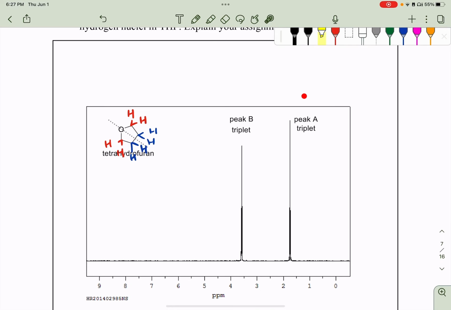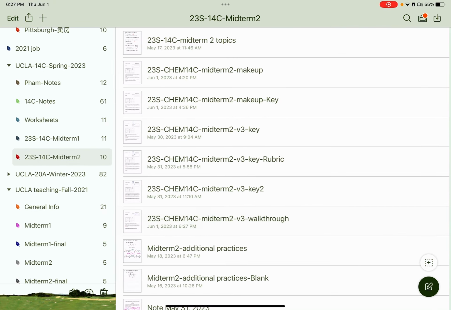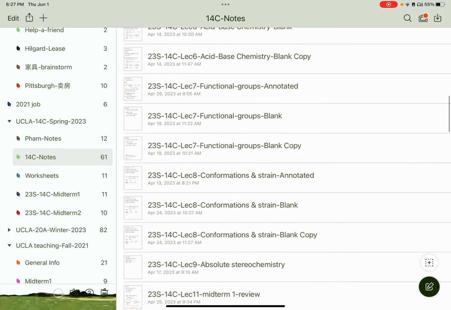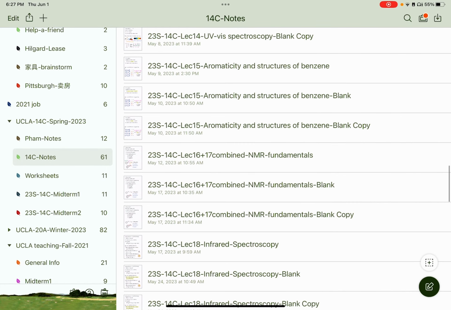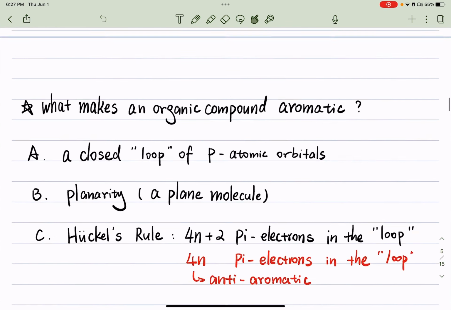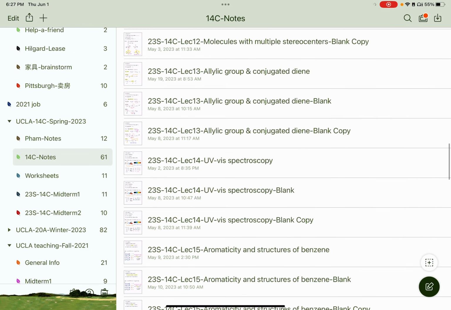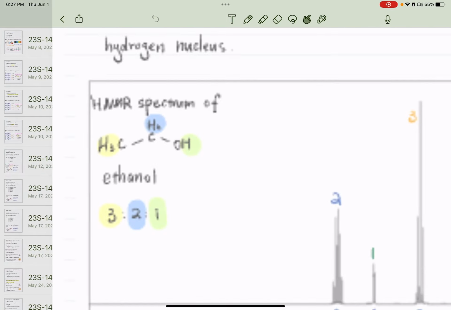So it's been a while. If we don't remember chemical shift, what are the factors contributing to chemical shift? We can always come back to our lecture notes and double check. This is aromaticity, that's the wrong note. Let's see. Okay, here we go.